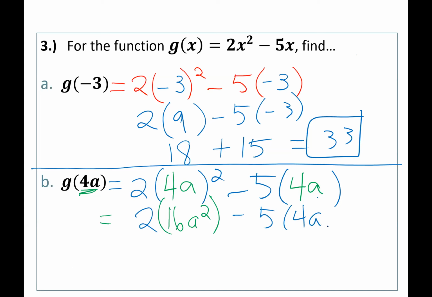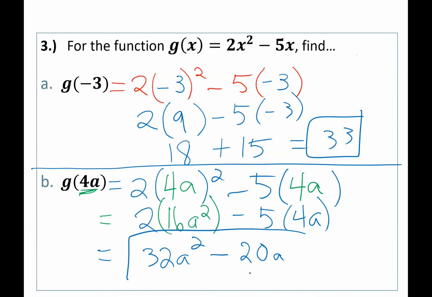Okay, so I did exponents first. Now I'm going to multiply. 2 times 16a squared is 32a squared, minus 5 times 4a is 20a. And now I'm done. Okay, so when we plugged in 4a, we simplified by squaring the 4a, and then we had to multiply that by 2. We multiplied 5 times 4a and got 20a. Our final answer here is 32a squared minus 20a.